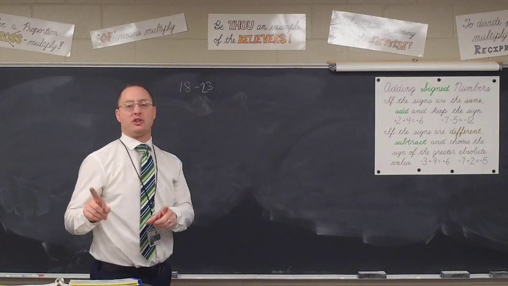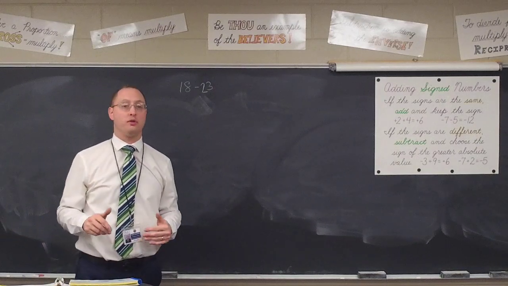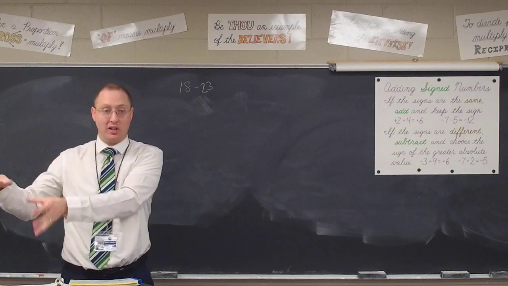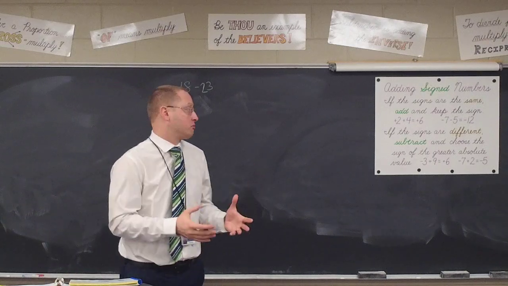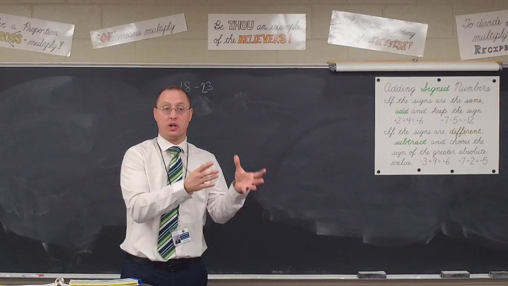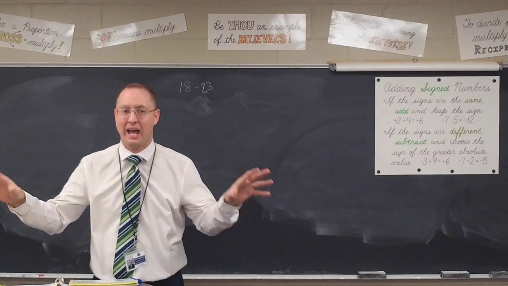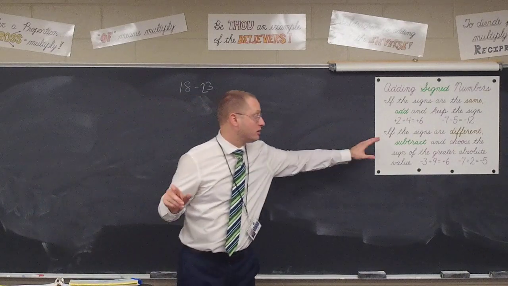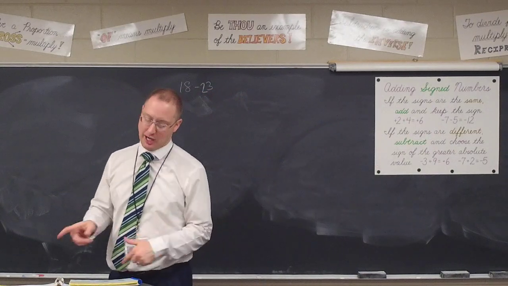So what I told you yesterday is if you have a whole bunch of different signed numbers, start by adding together all of your positives, get one single positive answer. Then add together all of your negatives. Again, add and keep the sign. You're going to get one solitary negative answer. And then take those two partial answers, if you will, and subtract and choose the sign of the greater absolute value. Okay, so you only have to do the subtraction part once.